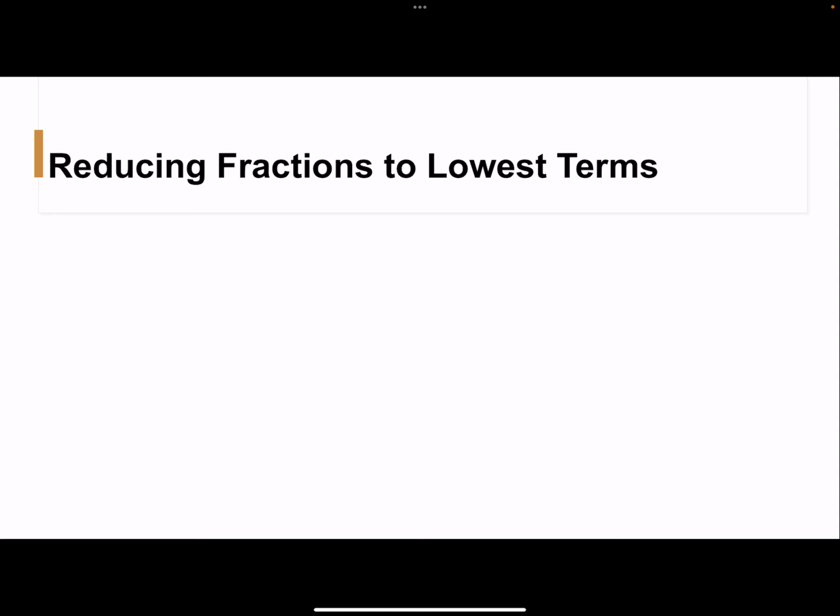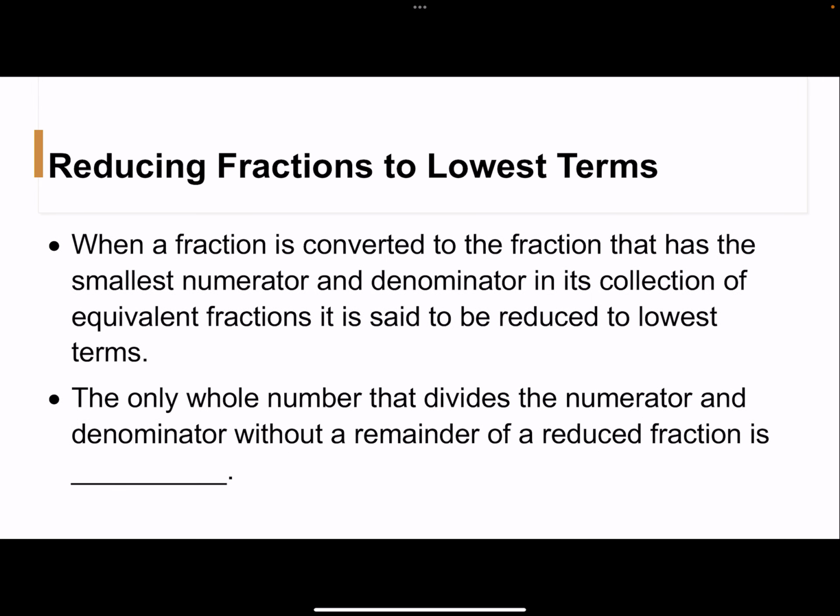Very important concept that we're about to talk about, and that is reducing fractions to lowest terms. When a fraction is converted to the fraction that has the smallest numerator and denominator in its collection of equivalent fractions, it's said to be reduced to lowest terms. The only whole number that divides the numerator and denominator without a remainder of a reduced fraction should be 1. If you can divide the numerator and denominator by any other number than 1, then that fraction is not reduced.